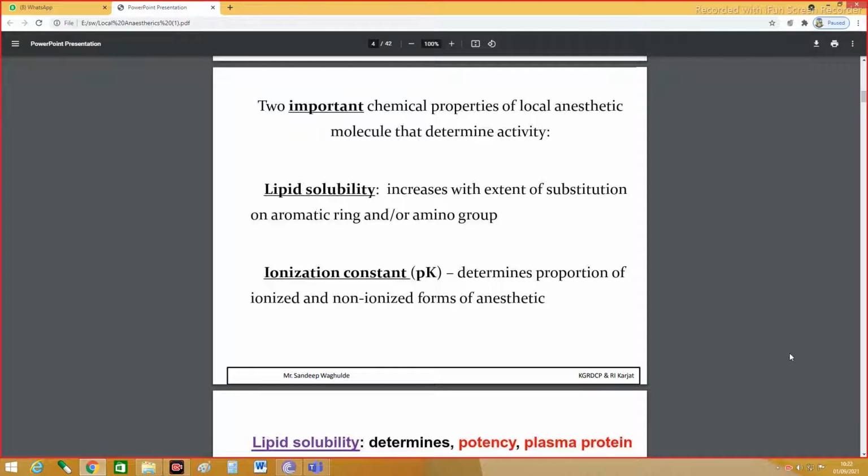Before we start with local anesthetics, we will first see the structural features and what their properties are. Two important chemical properties of local anesthetic molecules determine their activity. The first one is lipid solubility, which increases with the extent of substitution on the aromatic ring or amine group. And the second is the ionization constant that determines the proportion of ionized and non-ionized forms of anesthetics.